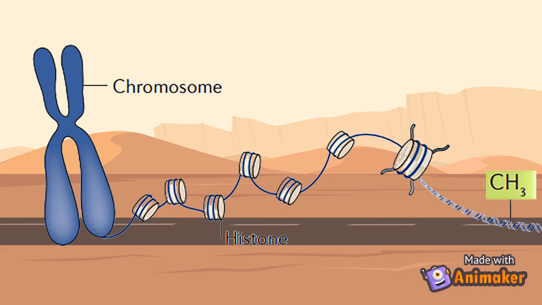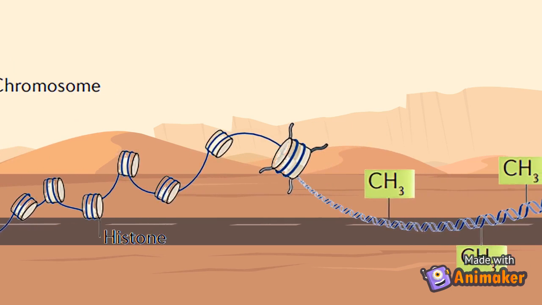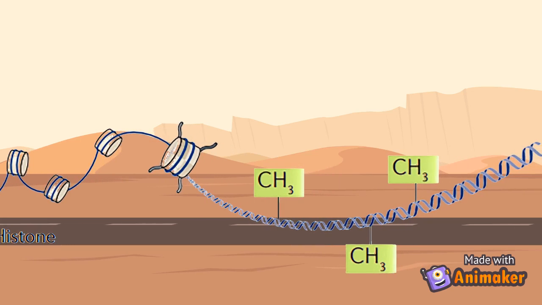One way to do this is by modifying histones, the proteins that DNA is wrapped around. For example, through histone acetylation, chromatin is decondensed and genes are activated. If you want the opposite of this, you can add a methyl group to the cytosine nucleic acid of the DNA, which will condense the chromatin and inactivate a gene.